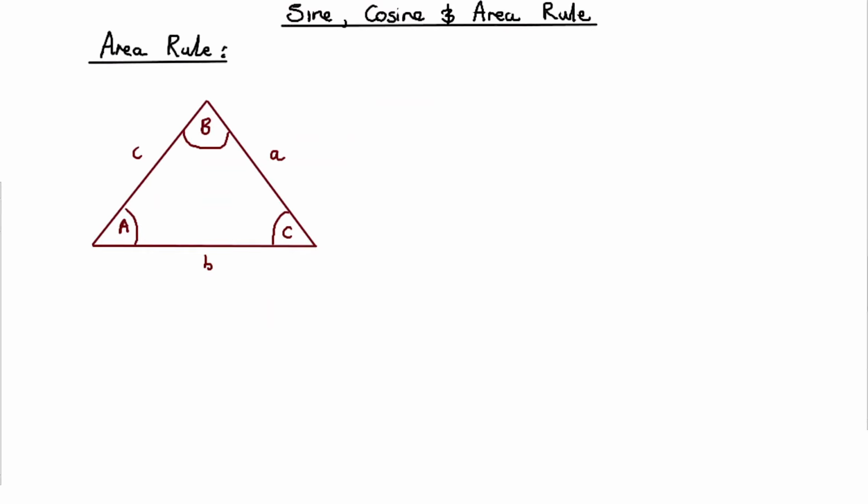Let's jump onto the last rule, the area rule. So the area rule is somewhat similar to the cosine rule. When you are given angle C, the sides adjacent to this given angle should be given. If you are given angle B, you should be given C and A. If you are given angle A, you should have the sides C and B.